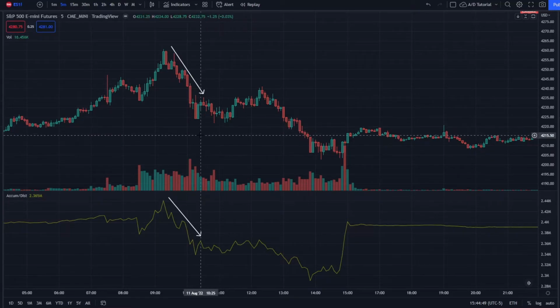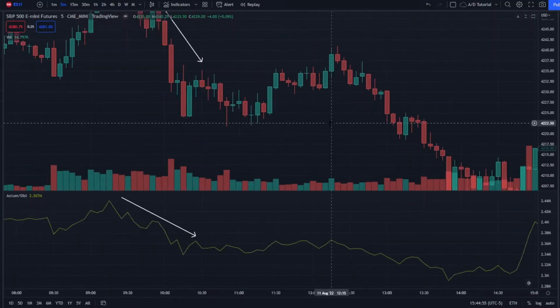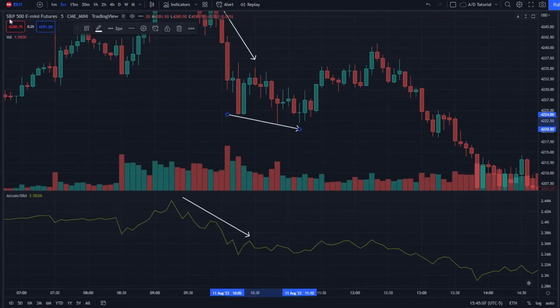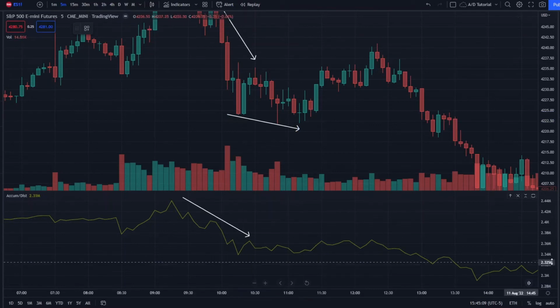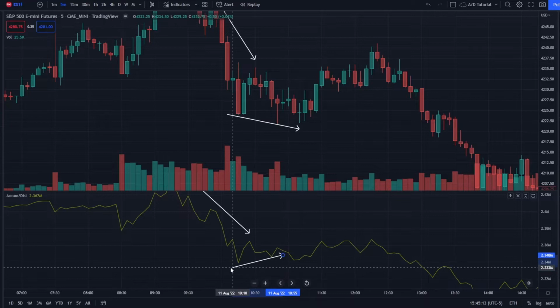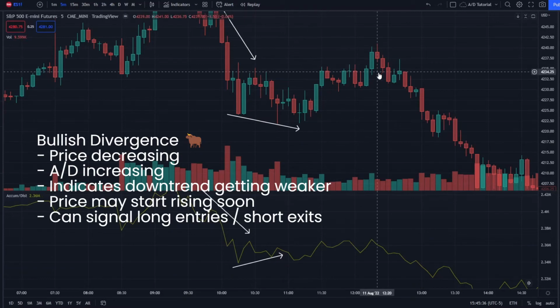These are a little more difficult to spot, so let's zoom in a little here. Here we can see price continuing to make lower lows when AD seems to be making higher lows. This is called bullish divergence and indicates that the downtrend is getting weaker and price may start rising soon, which we see does play out.